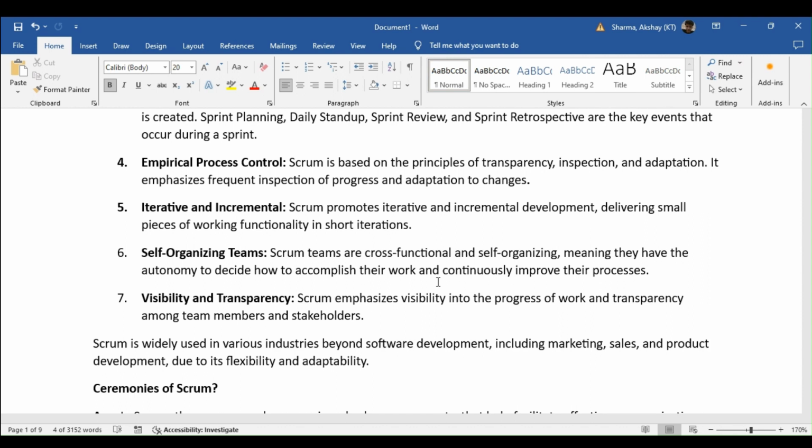So these were the 7 key aspects of the Scrum. The Scrum is widely used in various industries beyond software development, including marketing, sales, and product development, due to its flexibility and adaptability.